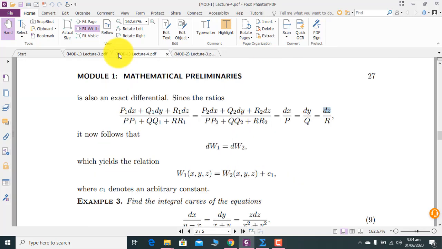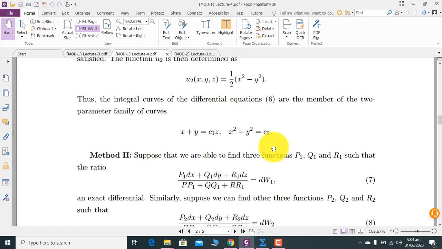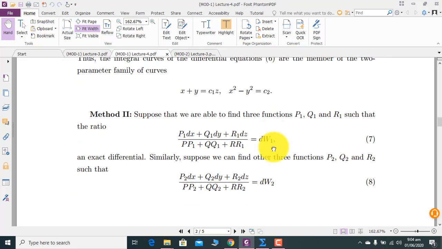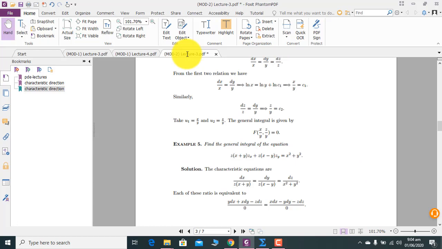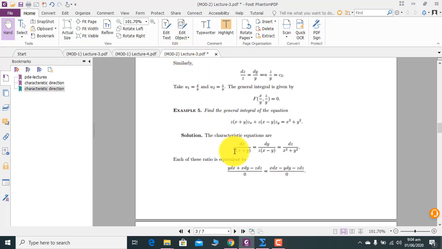So what you can do is apply method 2 here, in which we had to suppose P1, Q1 and R1 and P2, Q2 and R2 in order to solve the system of ordinary differential equations and find the characteristic curve, integral curve, sorry. So now you have to suppose what is P1, what is Q1, what is R1. In this case, don't be hesitant. Here we are dealing with a, b, c, not P, Q, R. So you can suppose what is A1, what is B1, and what is C1. So you have to suppose what is A1, what is B1 and what is C1.